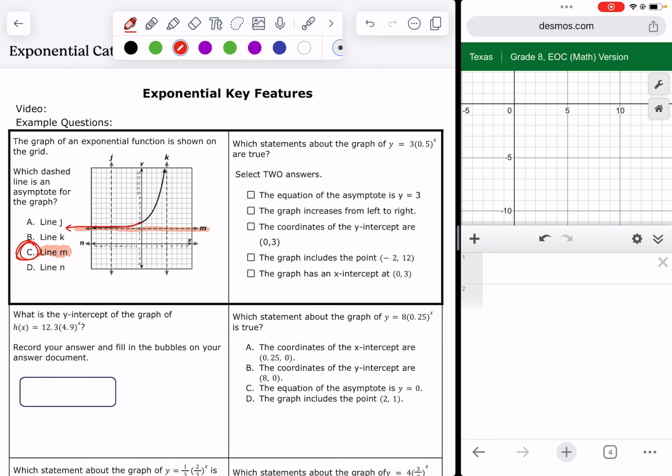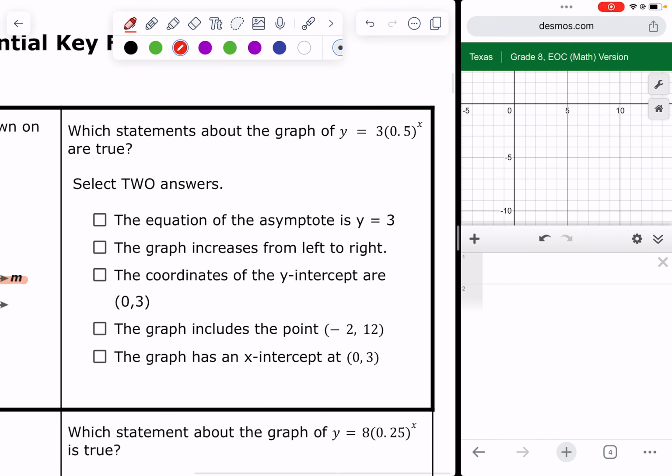So then let's head to number 2. Which statements about the graph of y equals 3 parentheses 0.5 parentheses x are true? Select 2 answers. My biggest word here is 2 answers. We need 2 answers. So I'm going to put this in Desmos.